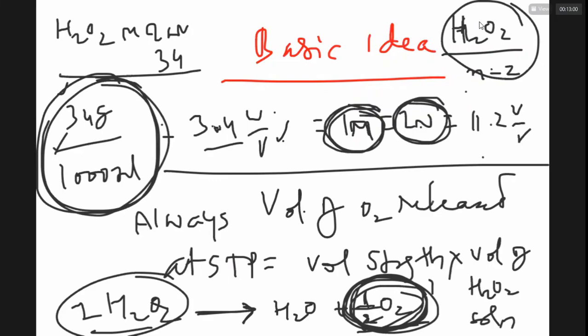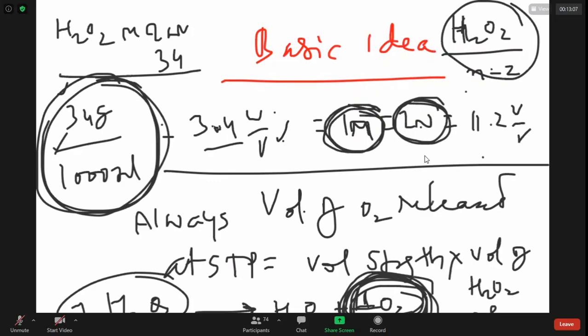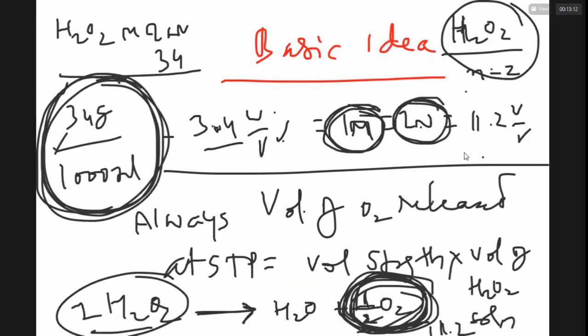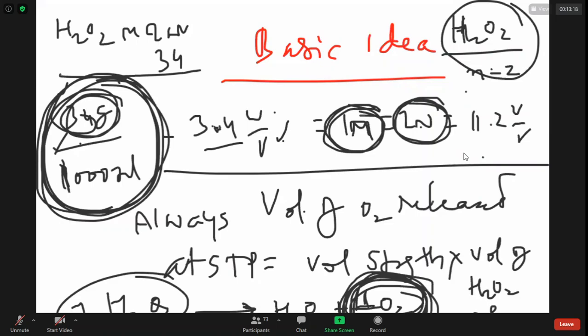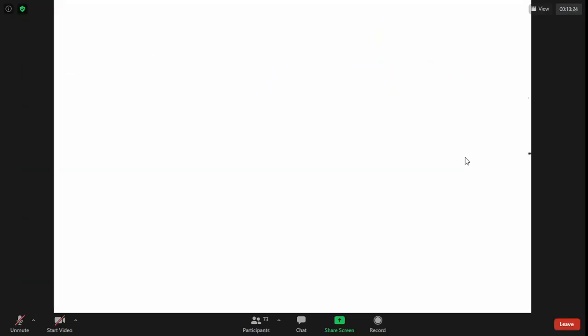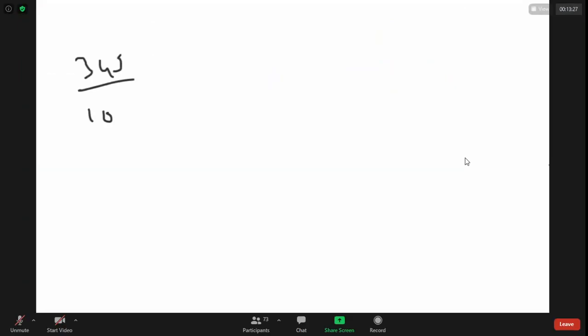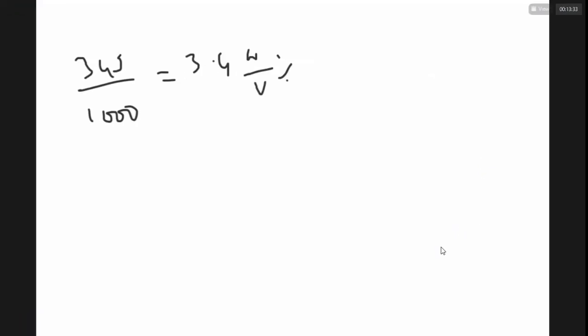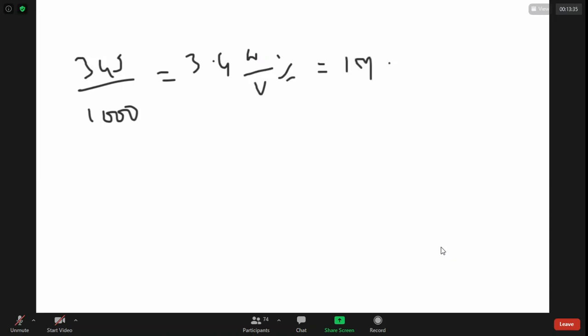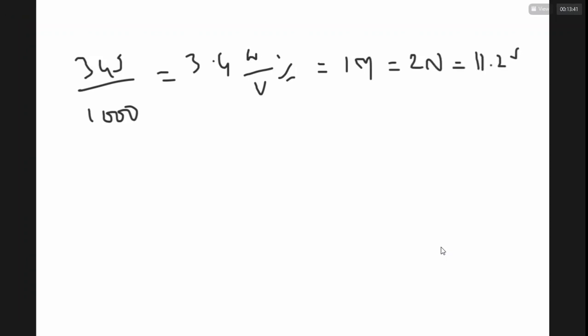So in order to get 11.2 liters of oxygen, I have to take H2O2 solution which has 34 grams dissolved in 1 liter. This 1 liter solution, which has 34 grams, will give me 11.2 liters of oxygen at STP. So it is a blind rule of thumb I should remember: 34 grams H2O2 in 1000 ml or 1 liter means 3.4 grams in 100 ml, which means 1 mole in 1 liter, which means 2 normal, which means 11.2 liters of oxygen per 1 liter of the solution. I should remember this conversion.